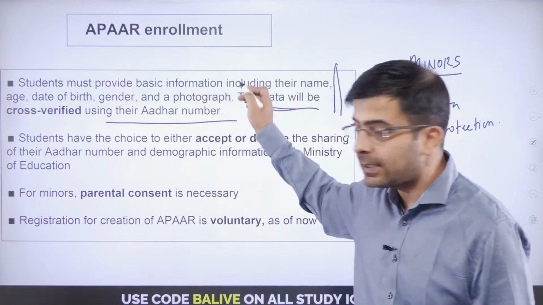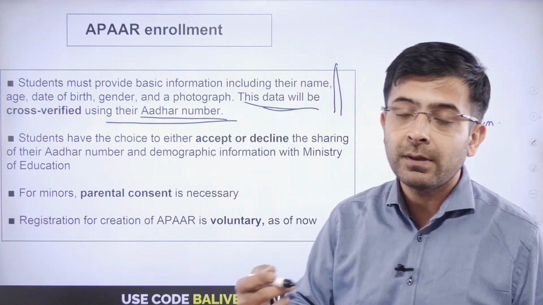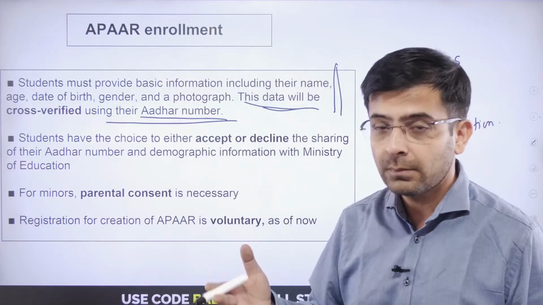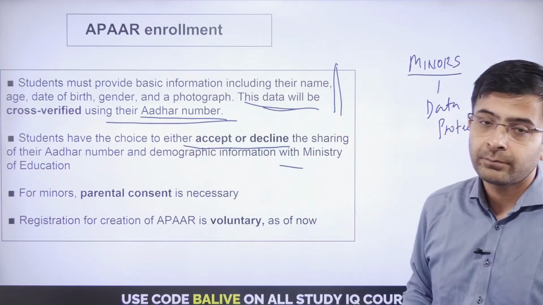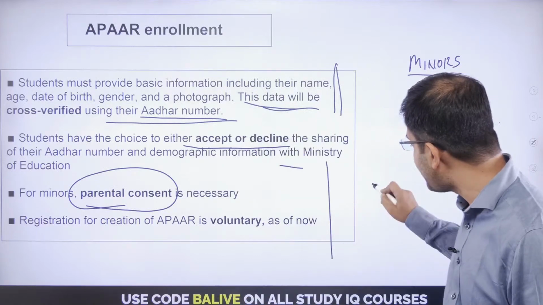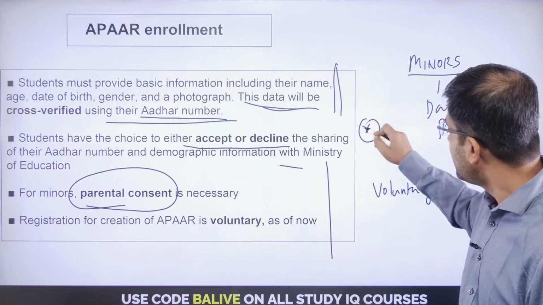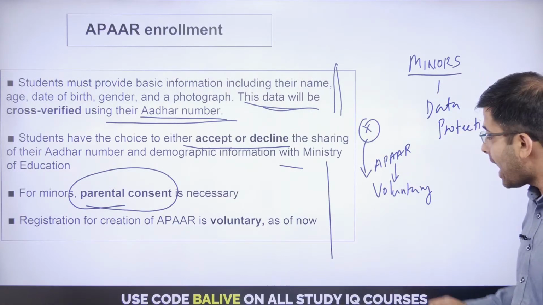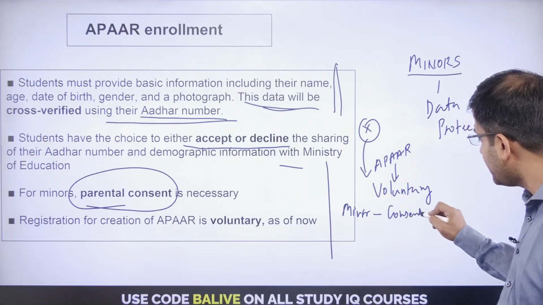So this data of the students will be cross-verified using their Aadhaar number. But the students' sharing of the Aadhaar number is voluntary. Okay. You cannot force the student to share their Aadhaar number. Again, minors, right? Look at it. Students have the choice to either accept or decline the sharing. Correct? For minors, parental consent is necessary. So in all cases, what you find is, firstly, this process is voluntary. This entire registration for an APAR, whether a student X wants one right now or not, is completely his or her choice. And in case the person X is a minor, then obviously the child's consent is deemed to be taken by the parent.